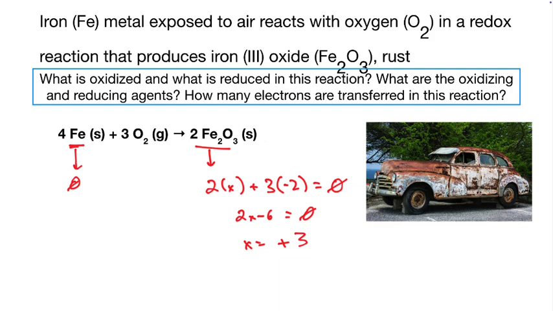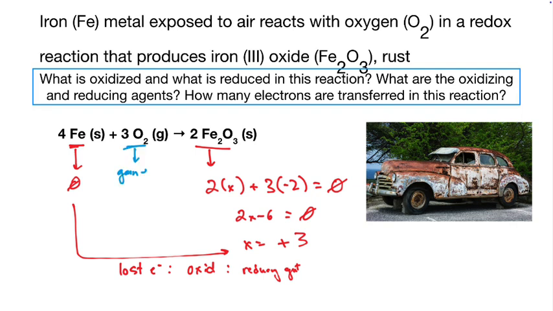Plus 3. As I go from a 0 to a plus 3, what happened? I became more positive, so that has to be a loss of electrons. Loss of electrons is oxidation. If I did oxidation, that means that was the reducing agent. As soon as I've identified that, that means the oxygen over here had to have gained electrons, which means it was reduced, which means it was the oxidizing agent.